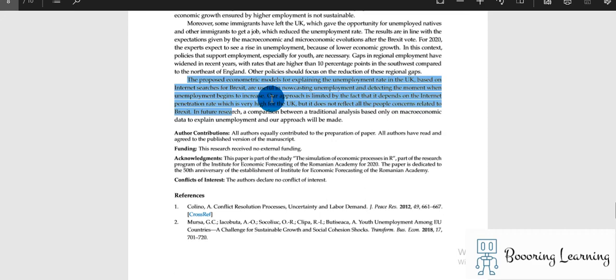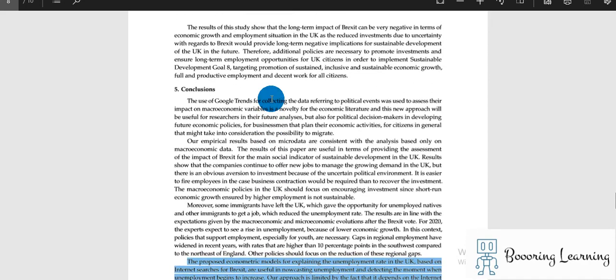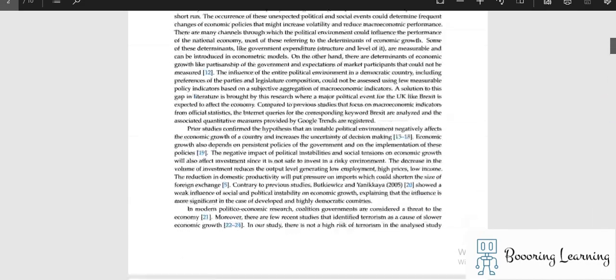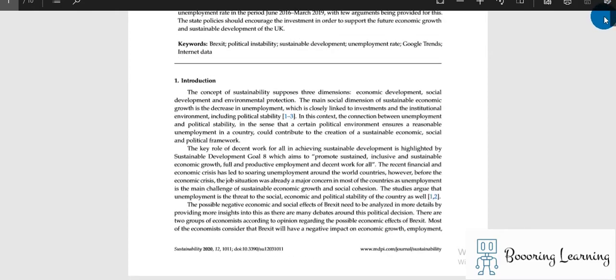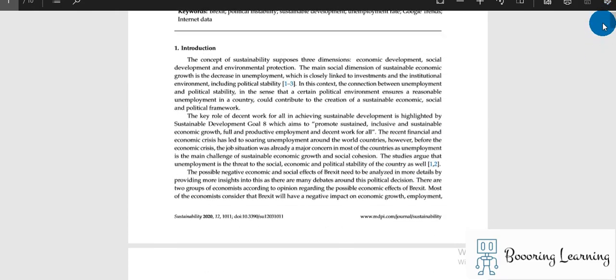So in this article, I think this article is quite useful in terms of showing how flexible an article can be in terms of using Google Trends. And I think this method can also be applied in many fields like economy, psychology.